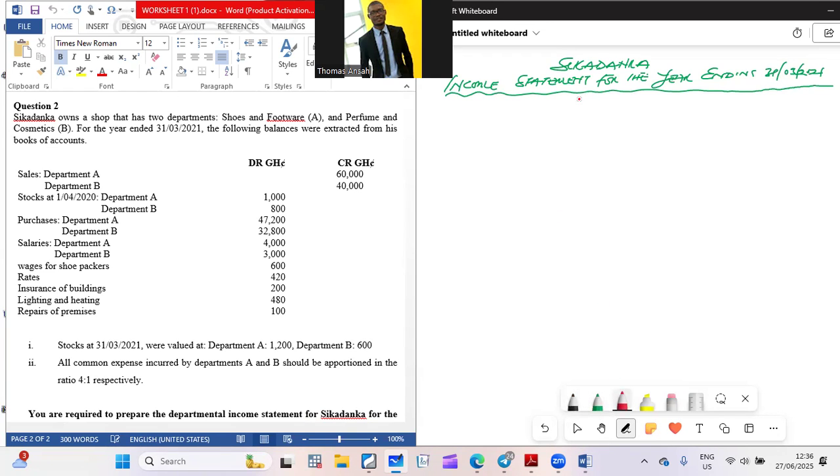So you have department A, department B, and you put your total. If the departments are three, do the same. So you put in your Ghana cedi sign here, your cedi sign here, then the total is just one.